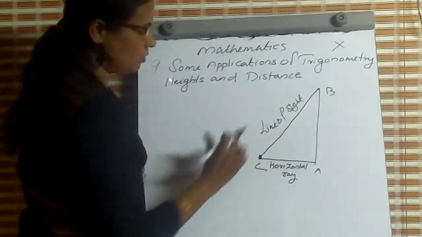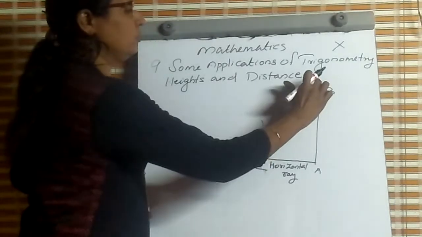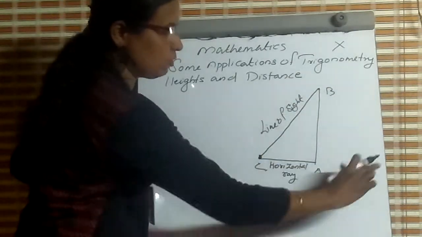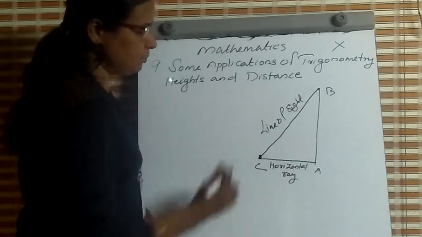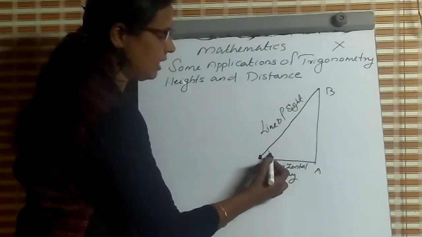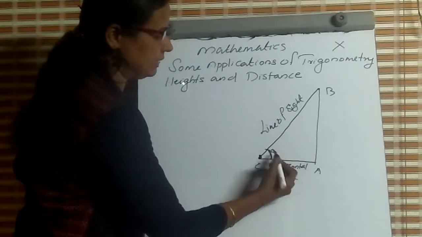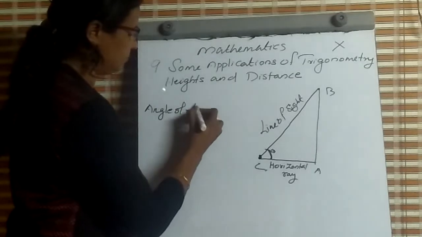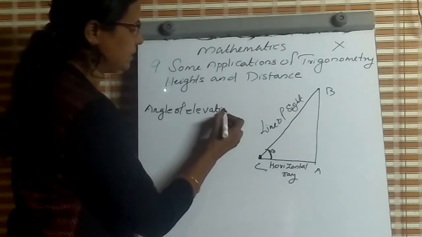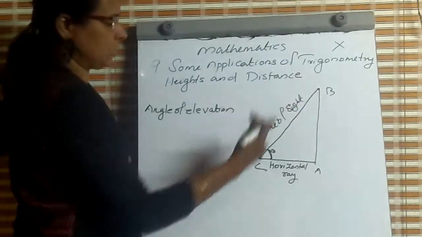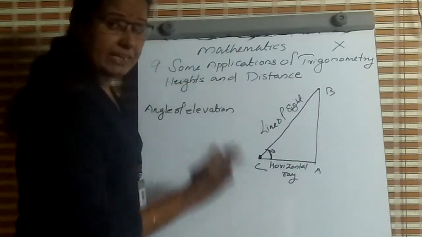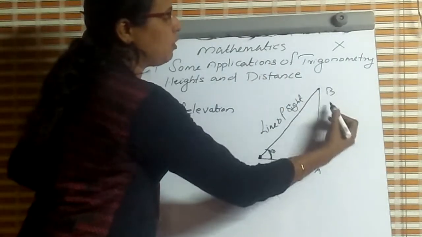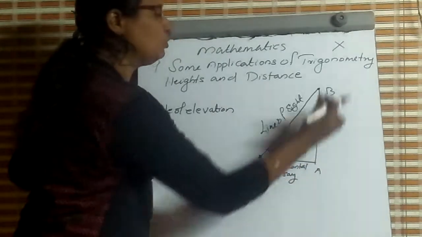Then the line drawn from his eye point to the point where the hill is viewed is the line of sight, and one ray goes horizontally from his eyes. This is called horizontal ray. Here it makes an angle theta, and this angle is called angle of elevation. Angle of elevation means the angle made by the line of sight with the horizontal ray when the object viewed is above the horizontal ray. Here our hilltop is at the point B, that is above the horizontal ray.